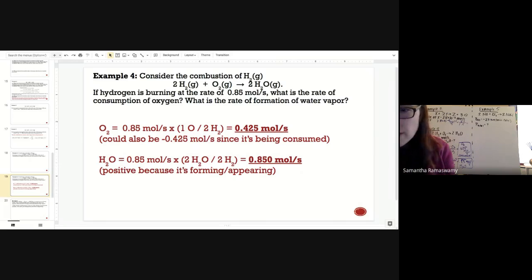Emily, would the overall rate be 0.425 because O2 has the lowest coefficient? Yes, it would. The overall rate of reaction would be the same as oxygen because it has a coefficient of 1. Also, if we think about going to the overall reaction, for every 2 H2s we have the reaction run 1 time. So the overall rate of reaction would also be 0.425.